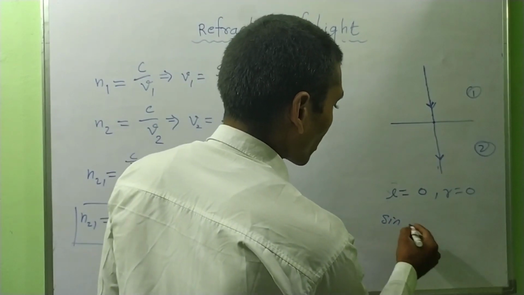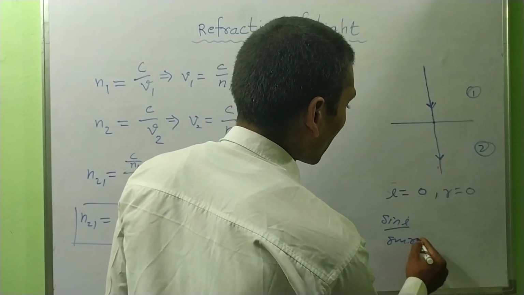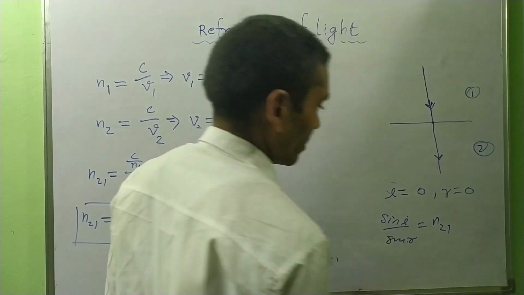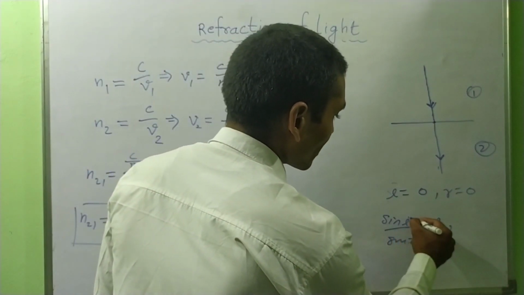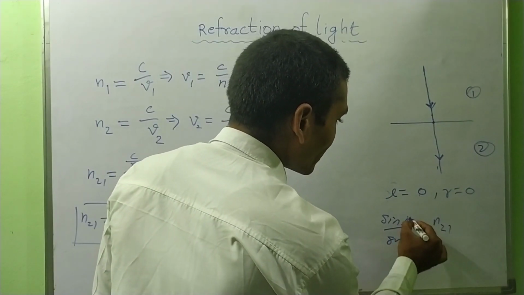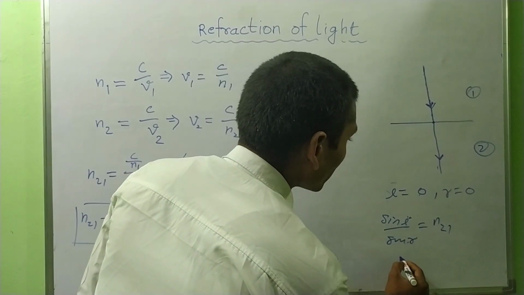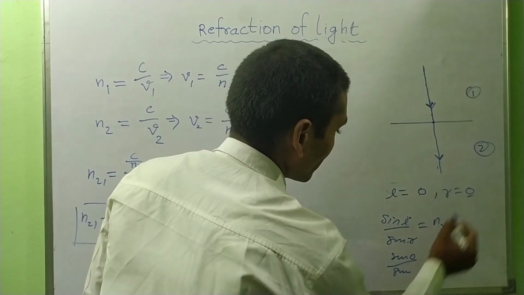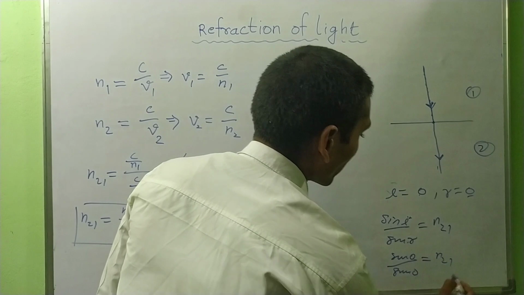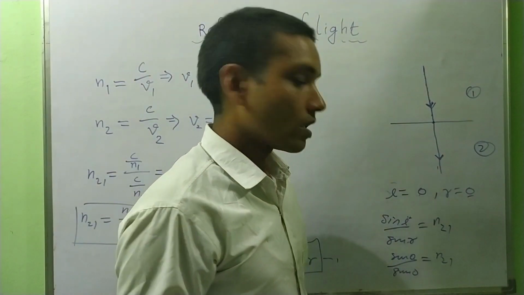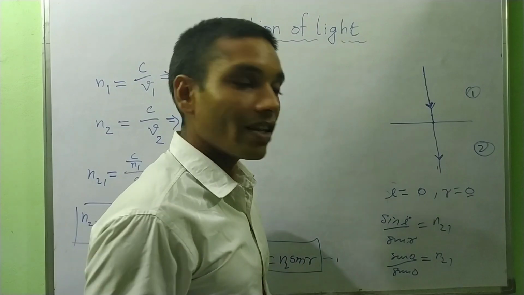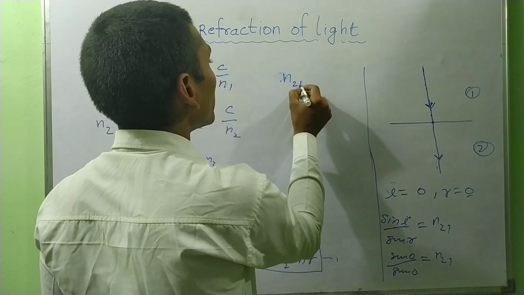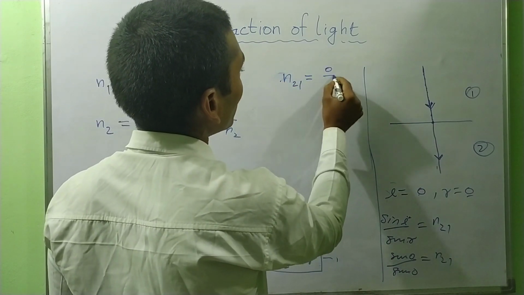So from Snell's law, sin i upon sin r equals n21. On putting the values of i and r, we get sin 0 upon sin 0. So n21 will be equal to 0 upon 0, because sin 0 is equal to 0 and sin 0 is equal to 0.